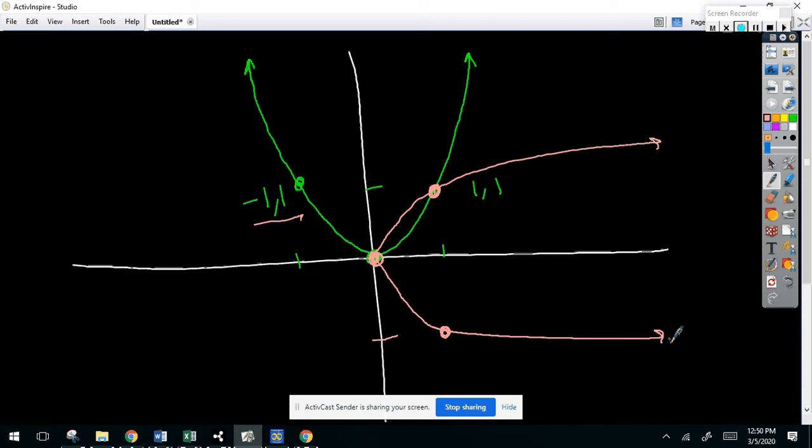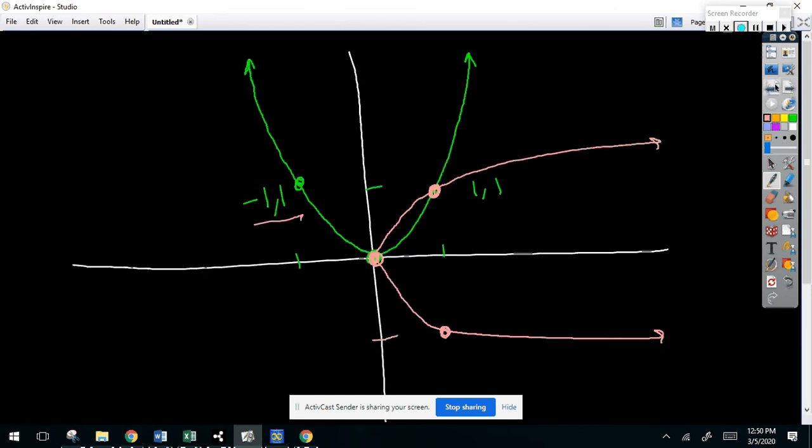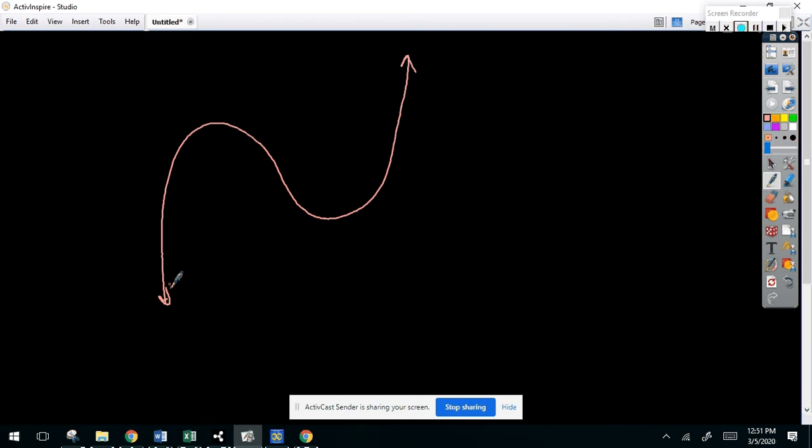While I'm here on graphs, when you look at a graph that looks something like this, and I ask, is this a function? What would you tell me? Why? Vertical line test. Good job.